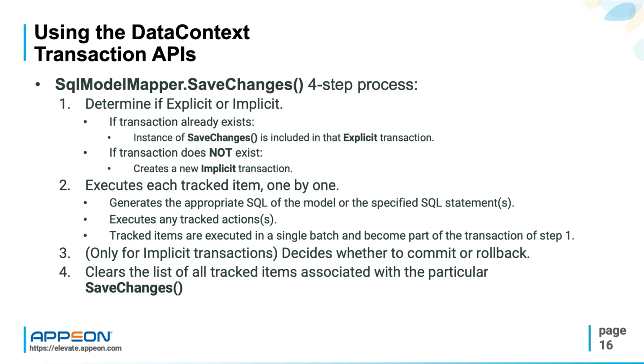Then it executes each tracked item one by one. It does so by generating the appropriate SQL statements to run. It executes any tracked actions. Any tracked items are executed in a single batch and become part of the transaction of step 1. The next step only applies for the implicit transactions. It decides whether to commit or roll back the transaction. Finally, it clears the list of all tracked items associated with a particular SaveChanges call.